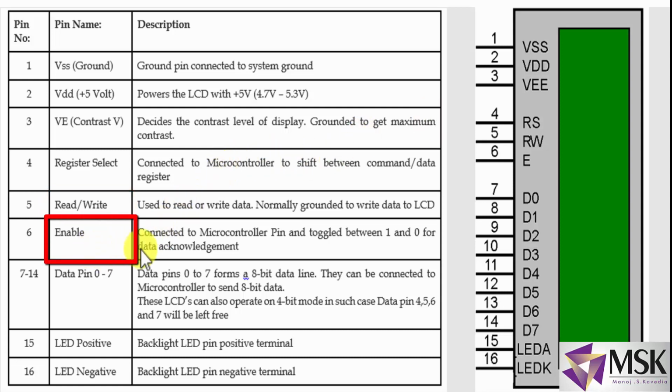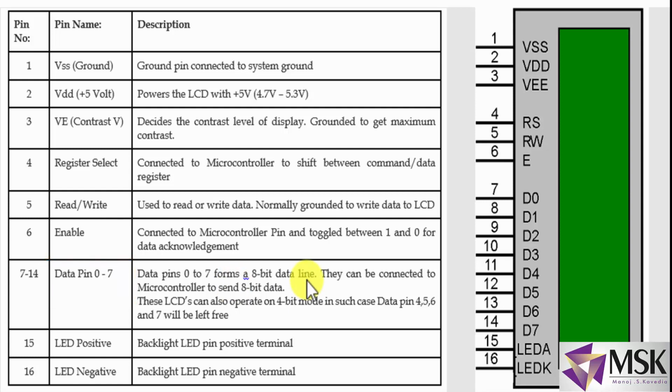Then the enable pin, this is connected to the microcontroller. Again this is used to enable the LCD for writing the data. So unless and until we enable the LCD, we cannot perform the read write function. Now these are data pins D0 to D7. So I hope these pins are clear.